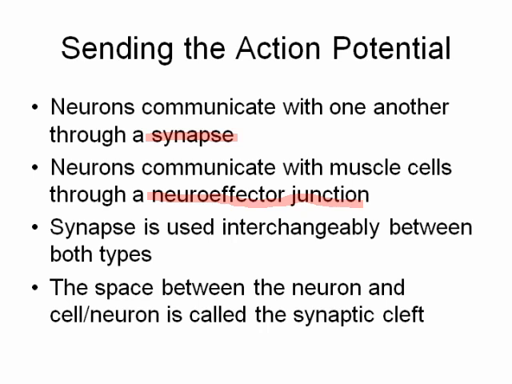And so very often we just use the term synapse for a neuron to a neuron or a neuron to a muscle cell. But to be anatomically correct, we use the term neuroeffector junction if we're talking about a neuron to a muscle cell.